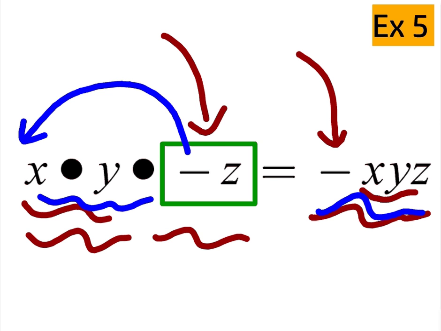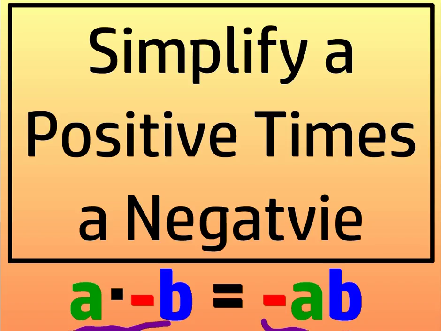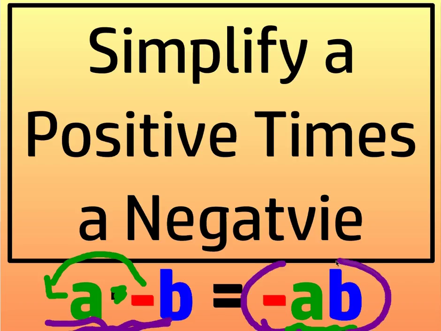So once again, this lesson is titled Simplifying a Positive times a Negative Number. And all you're basically doing, once you understand why it's true, of course, which is what I showed you, is moving the negative up front and disregarding the multiplication sign, because when you have two numbers together, that does mean multiply. And therefore, a times negative b gives you negative ab.